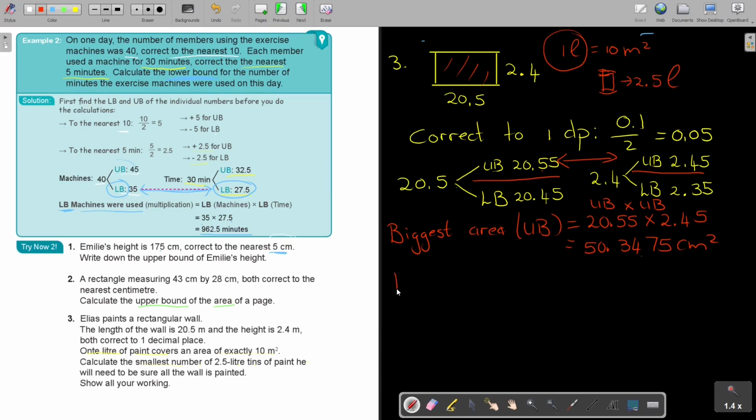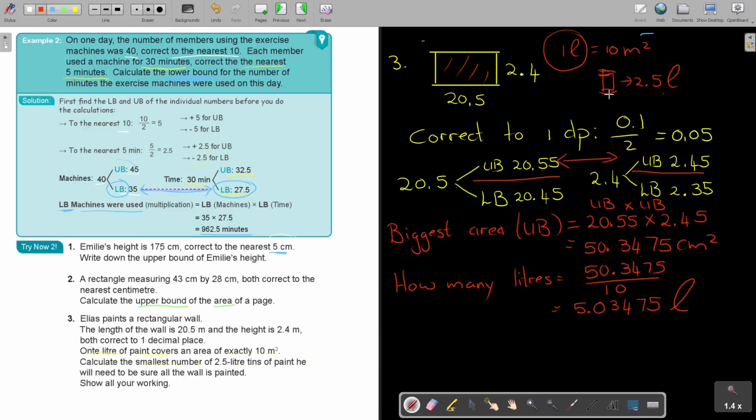Okay, how many liters? How will you do that? You're just going to take this area and you're going to divide it by 10 first, just to see how many liters. Now, if you divide it by 10, you get 5.03475 liters. Okay, that is at least the liters you need. But now you cannot just go to a shop and say, I want 5.03475 liters. No, they have specific tins. Now the smallest tin, or the tins that they recommend, is the 2.5 tin.